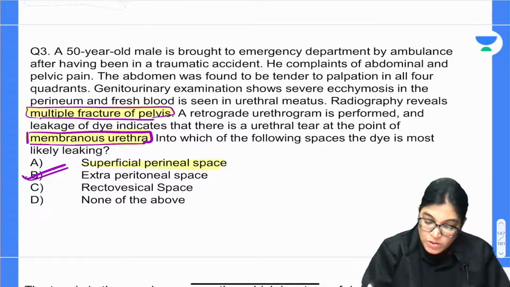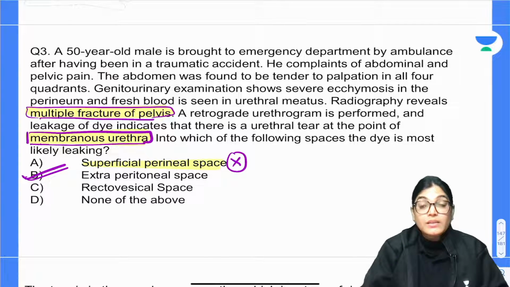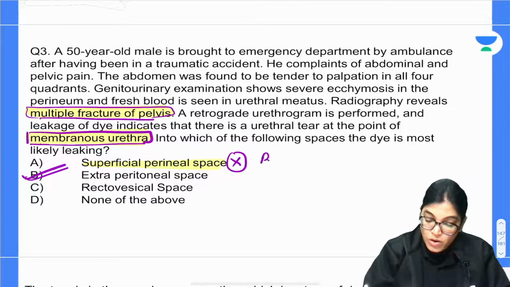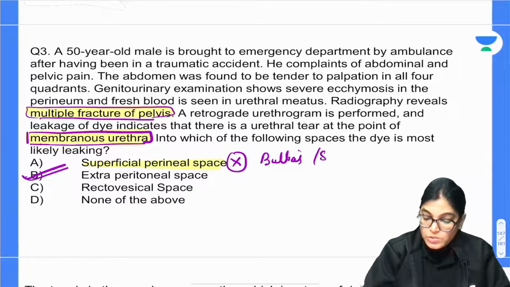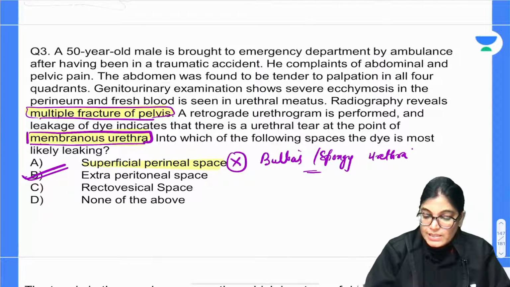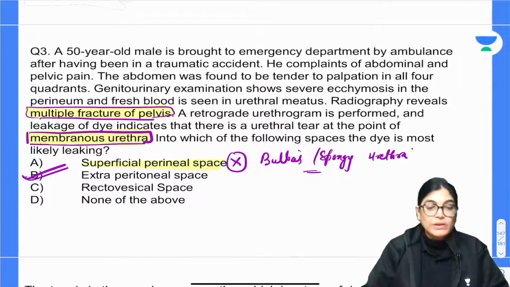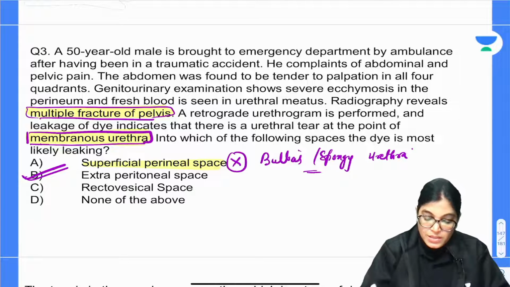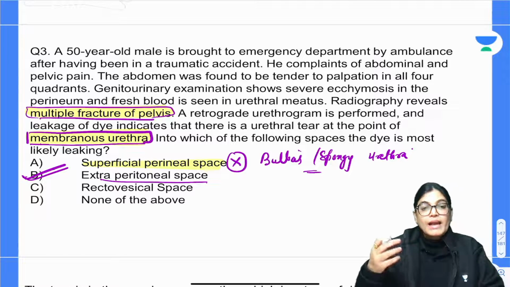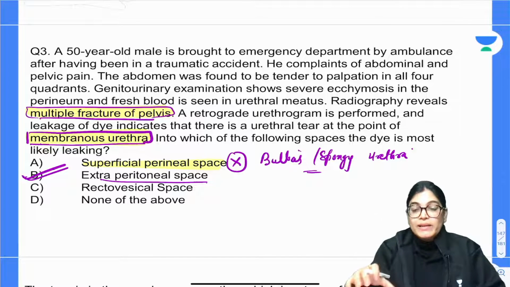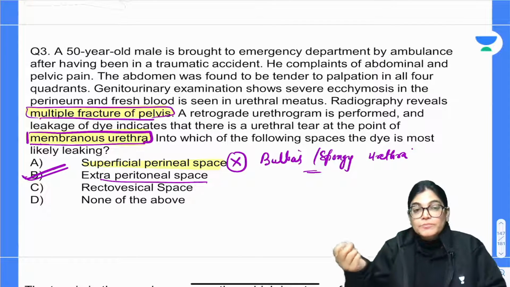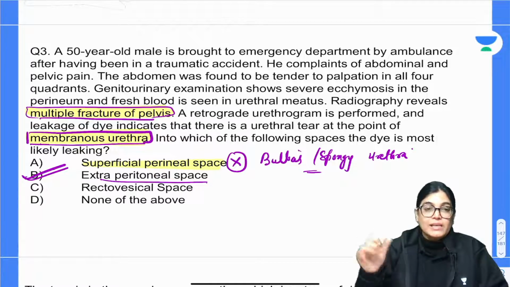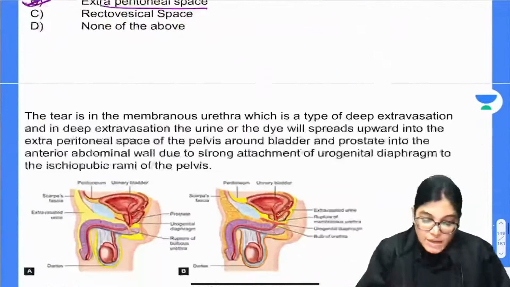It is wrong. Why? Because this space will accumulate fluid when there is injury of the bulbar or spongy urethra, then only it will be involved. So that is the reason. If there is injury of spongy urethra, bulbar urethra, then only the accumulation of fluid will be in the superficial perineal space. Extraperitoneal space will be the correct answer here, where the accumulation of fluid is occurring. And rectovesical space is inside the peritoneal cavity, that will only occur when there is injury in the peritoneal cavity. So we will go with B as the correct answer. Let's come to the explanation.